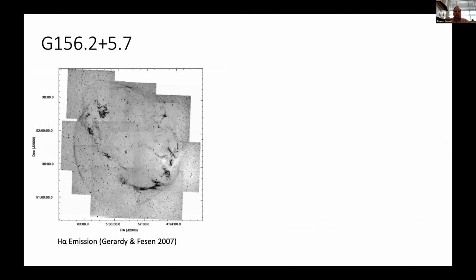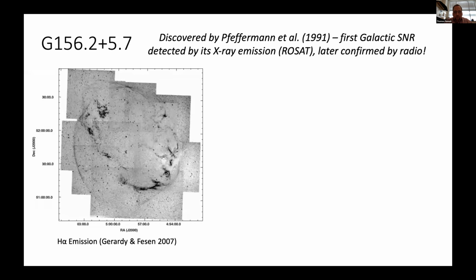So in the course of our studies, we were doing research on remnants which had a reported hard component to the X-ray emission. And this remnant, G156.2+5.7, was one of the ones which we considered. This remnant has a distinction of being the first Galactic remnant that was detected by its X-ray emission, by a ROSAT observation, and then was actually confirmed to be a remnant by a radio observation. Most remnants have been detected in the radio with a complementary X-ray emission following. So this remnant actually went counter to that trend.